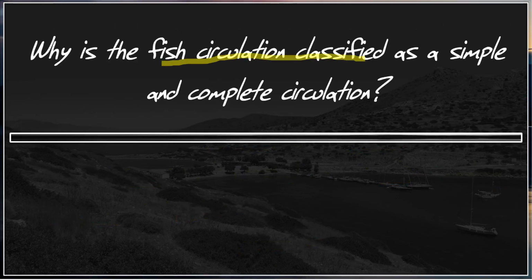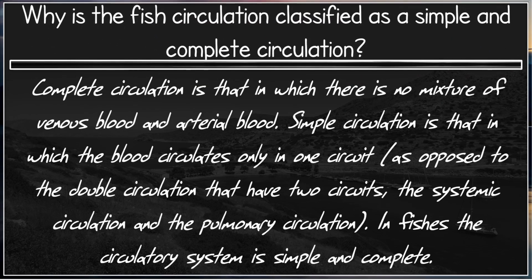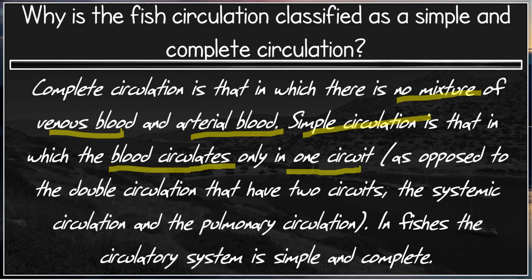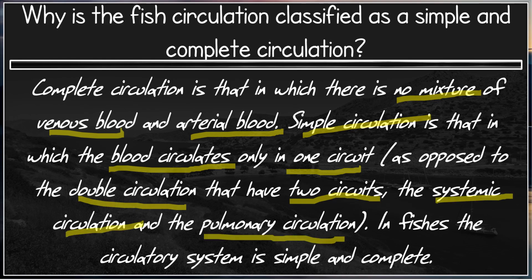Why is the fish circulation classified as simple and complete circulation? Complete circulation is that in which there is no mixture of venous blood and arterial blood. Simple circulation is that in which blood circulates in only one circuit, as opposed to double circulation that has 2 circuits, the systemic circulation and the pulmonary circulation. In fish, the circulatory system is simple and complete.